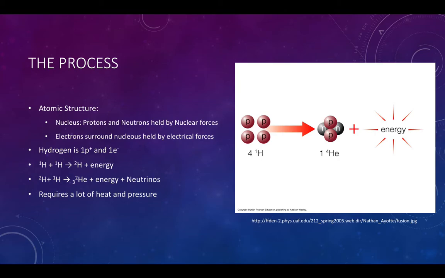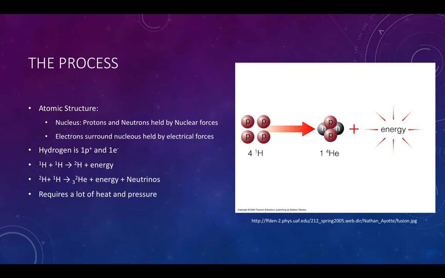So in the process, first, you have to understand what an atom looks like. There's a nucleus. In the nucleus are protons and neutrons held together by nuclear forces. These forces are stronger than the electrical forces that hold electrons on the outside. That's why the atomic number is the number of protons an atom has in its nucleus.